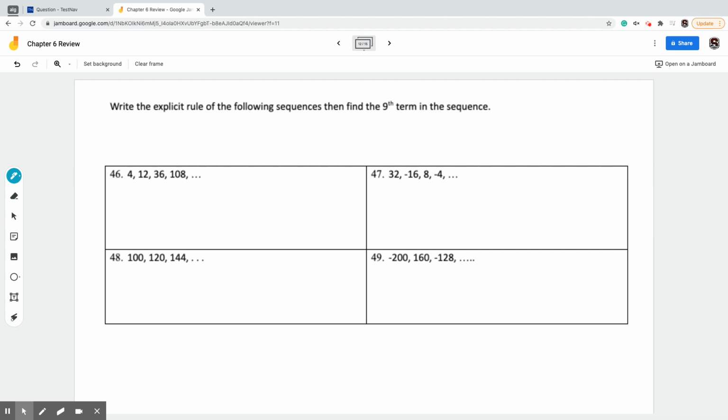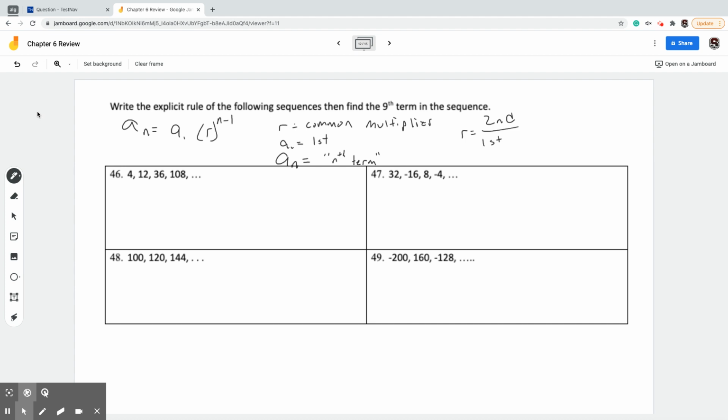Write the explicit rule, and then find the 9th term in the sequence. Pause now and write all the notes that you can at the top. This is what I came up with. Here's your formula, what all the letters mean, and keep in mind, if you're having trouble finding a common ratio or common multiplier, you could always take any two terms and do second over first.